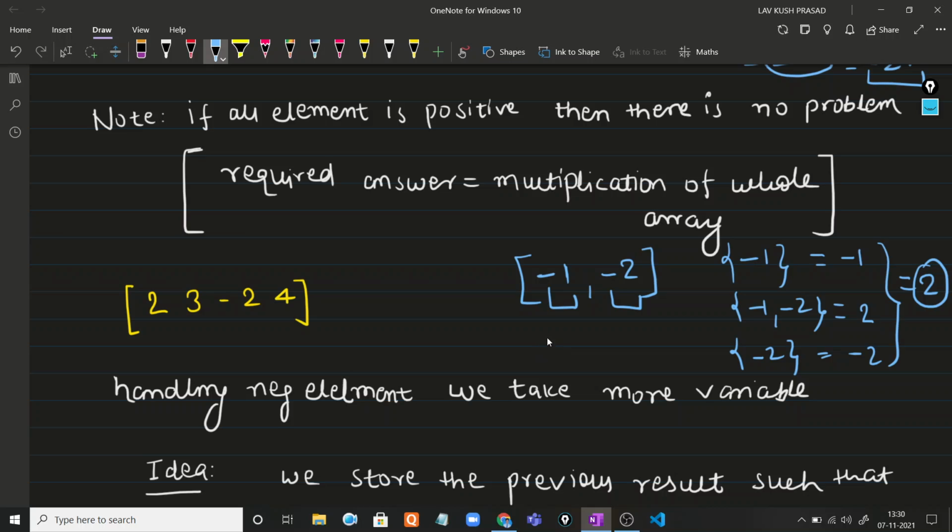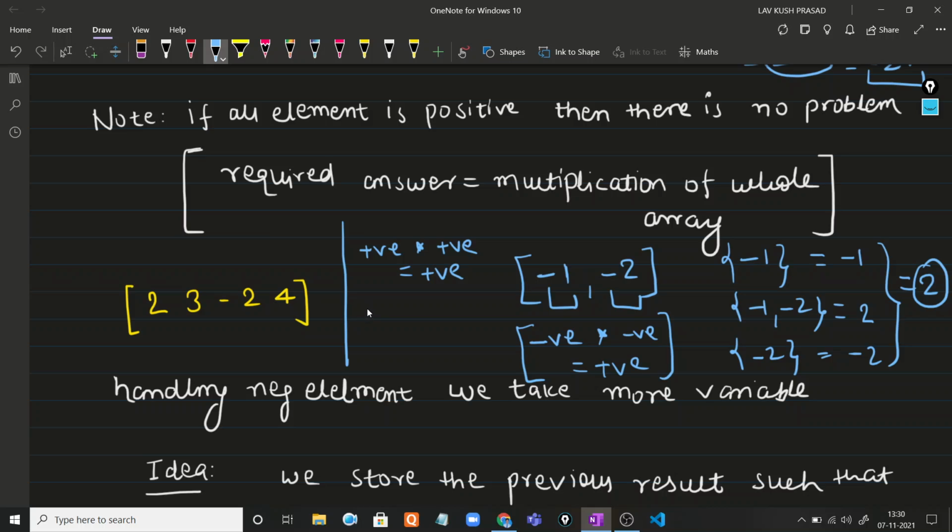And we know that if we multiply a negative with a negative, the result will be positive, a huge positive, right? There are two cases, okay? So how can we get the maximum product? The first case is if you multiply positive with positive, so we get a huge positive result.